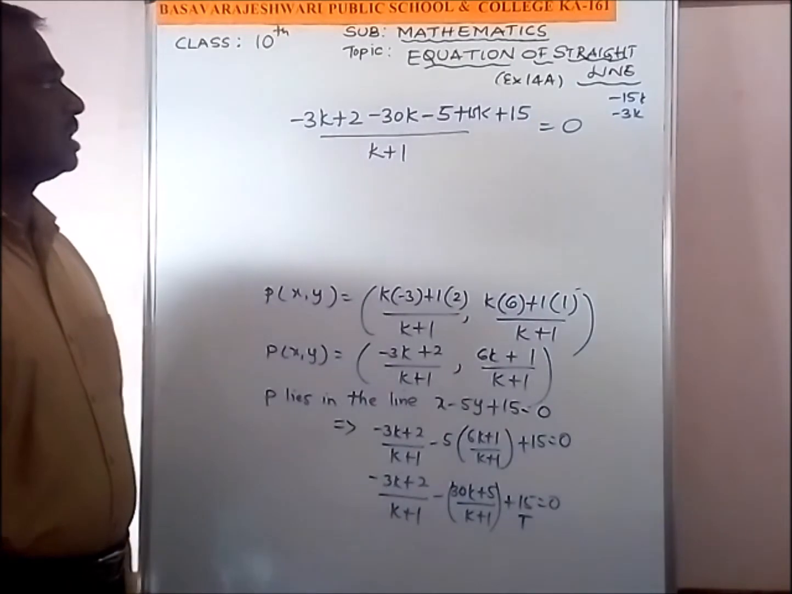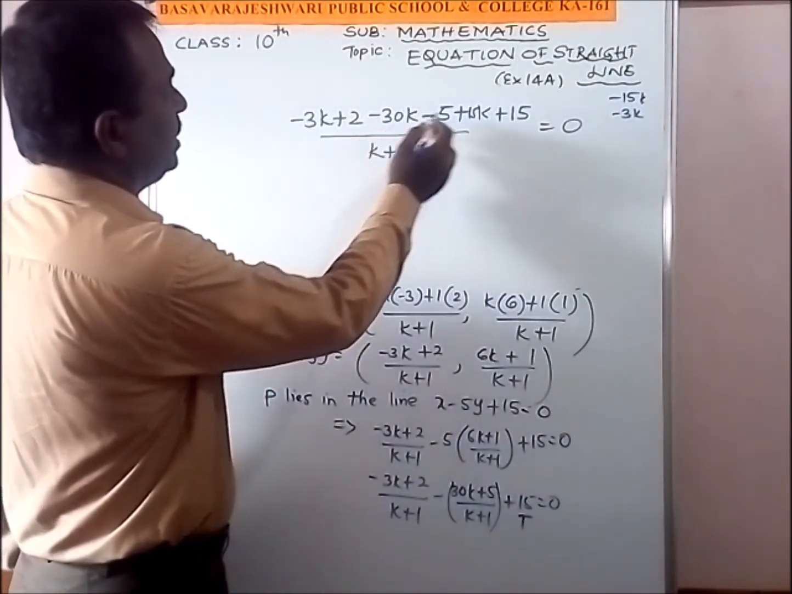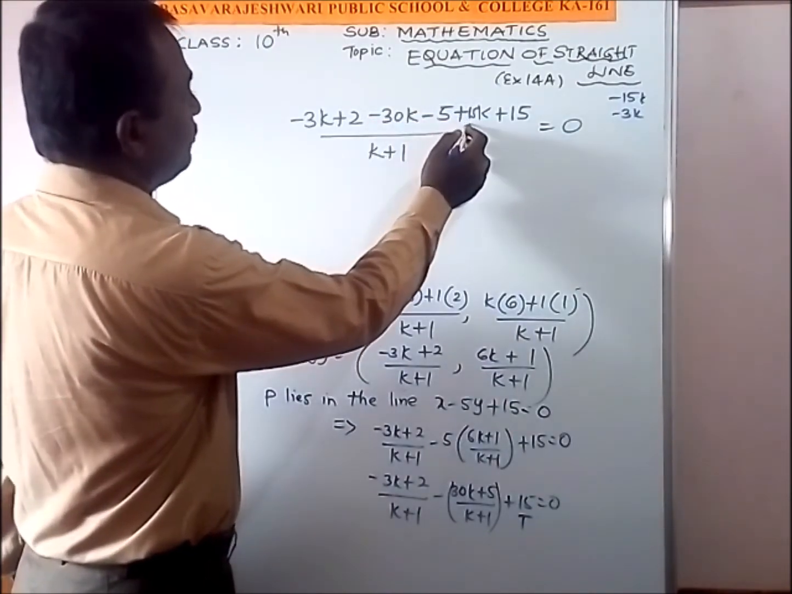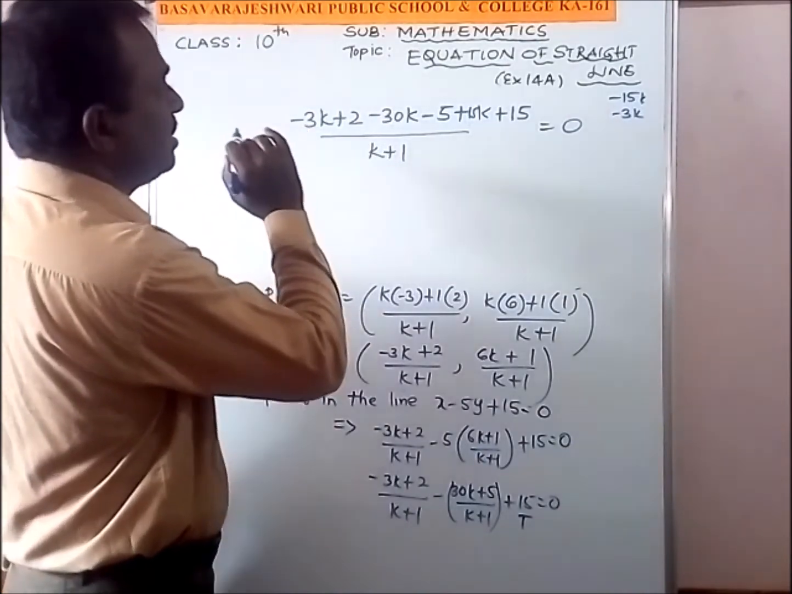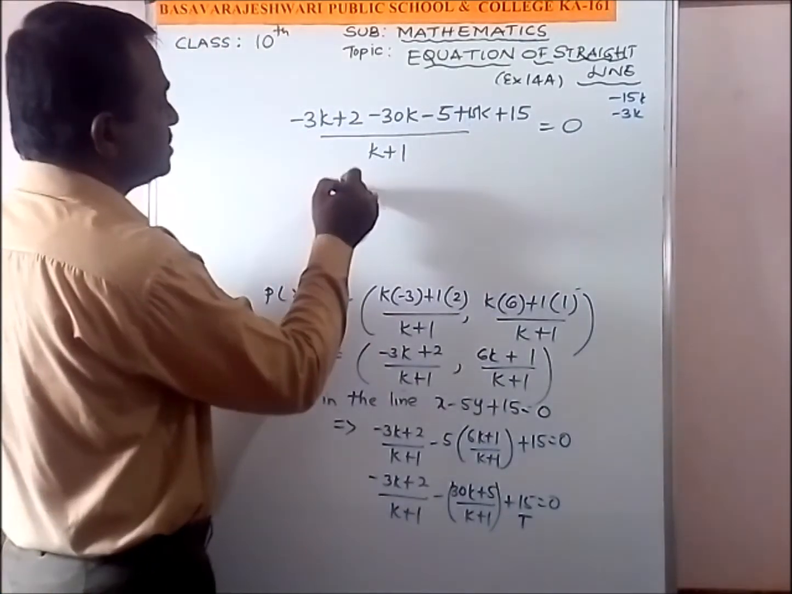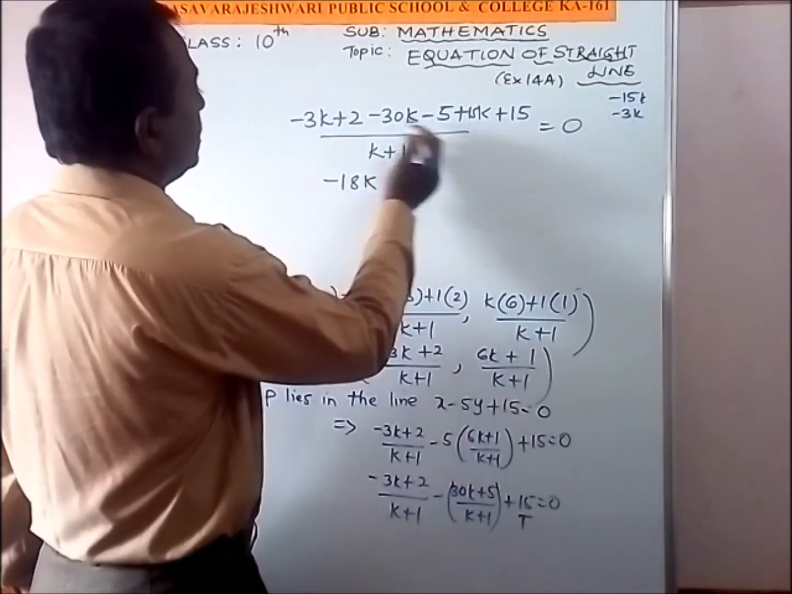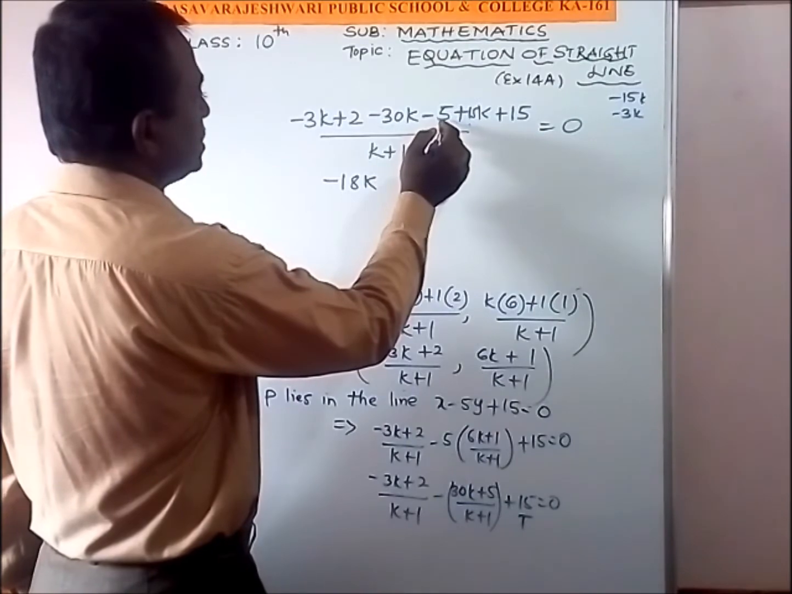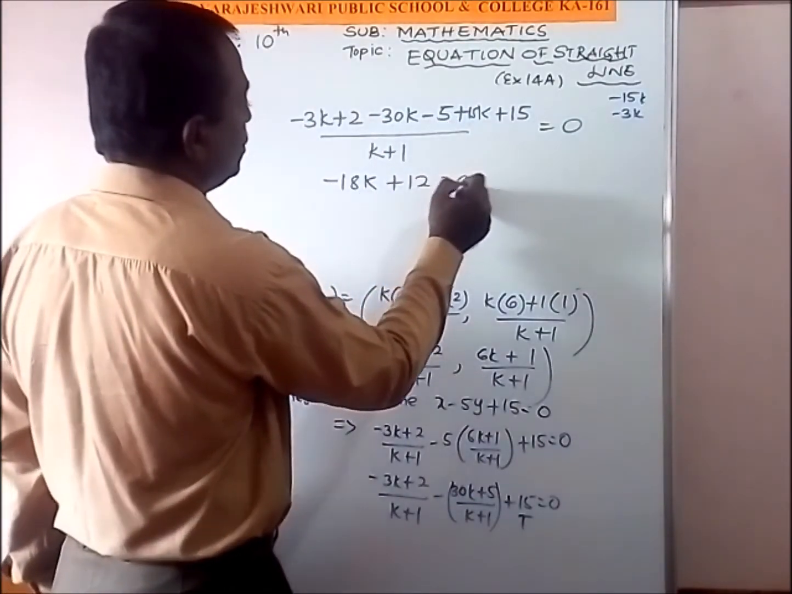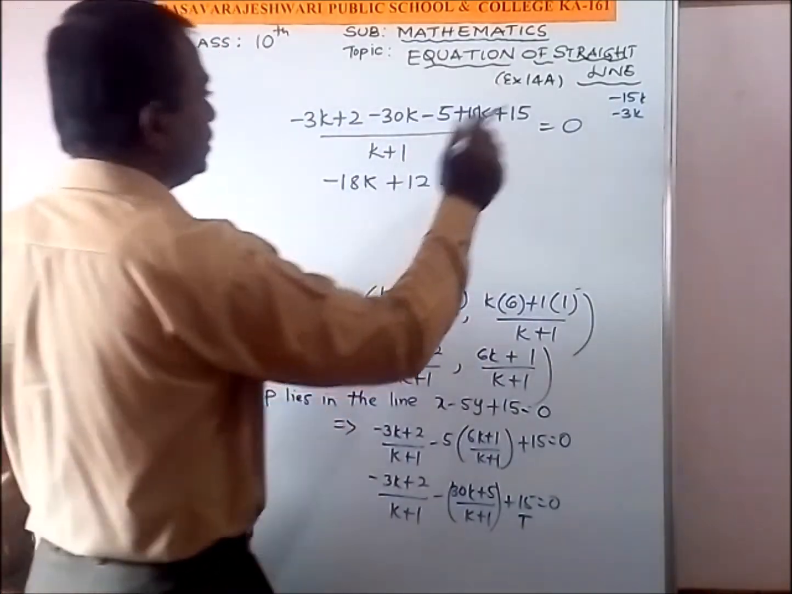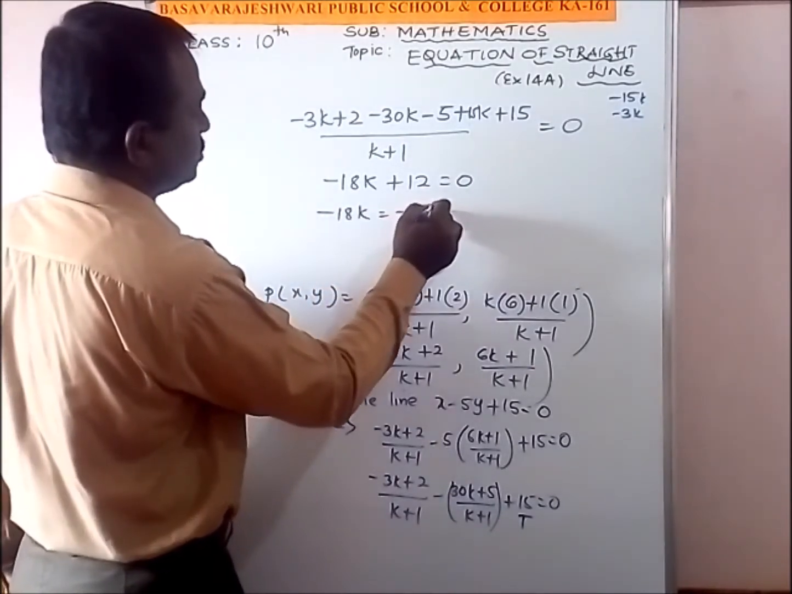So first you note down this part. So now we will continue with this. Minus 3k minus 30 plus 15. So minus 30 plus 15 is minus 15. Minus 15 minus 3 is minus 18k. Correct? Next, 15 plus 2, 17. 17 minus 5 is 12. 12 is equal to 0. Correct? Or minus 18k is equal to minus 12.